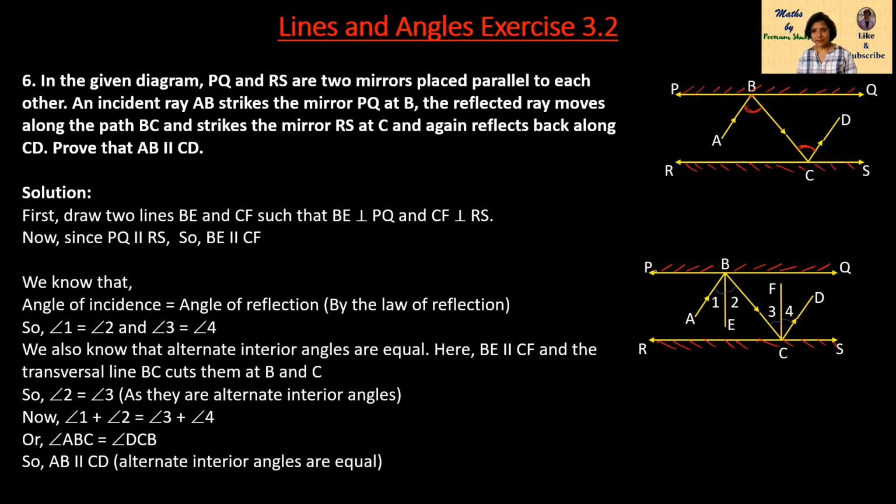Now, since PQ is parallel to RS, then BE will be parallel to FC, because these lines are parallel and we have drawn two perpendicular lines on PQ and RS respectively. So these BE and CF also will be parallel lines. So here, if it is clear till here, we will go ahead.